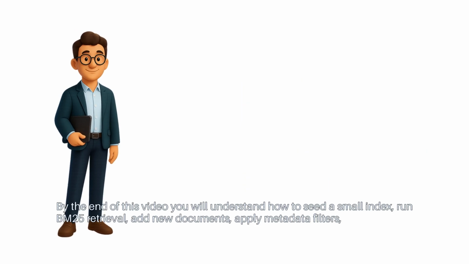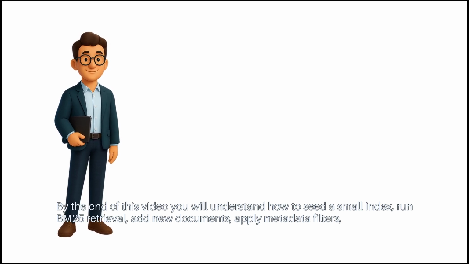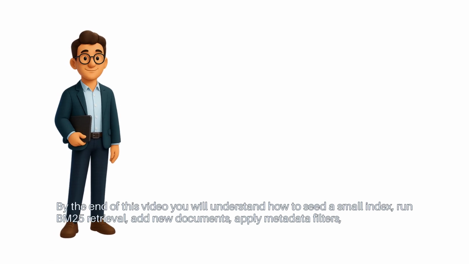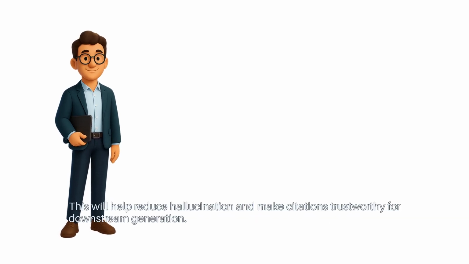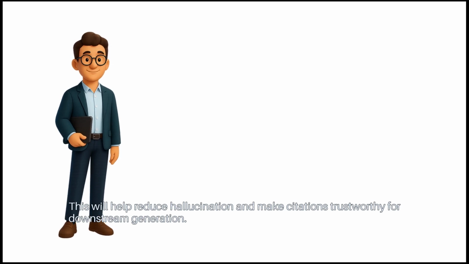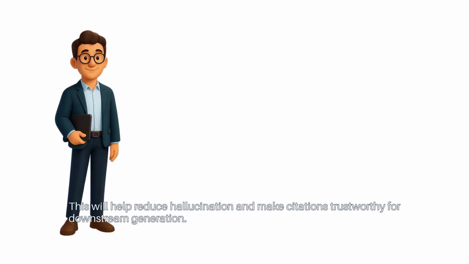By the end of this video, you will understand how to seed a small index, run BM25 retrieval, add new documents, apply metadata filters, and re-rank the candidates so the final answer cites the right text. This will help reduce hallucination and make citations trustworthy for downstream generation.